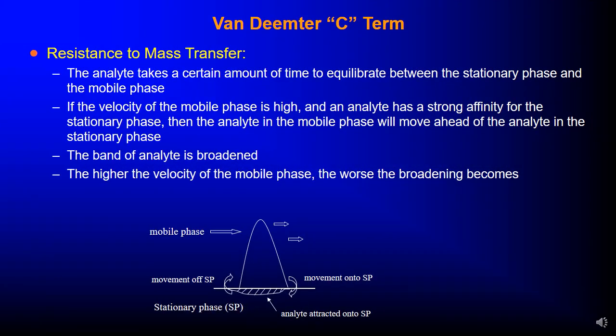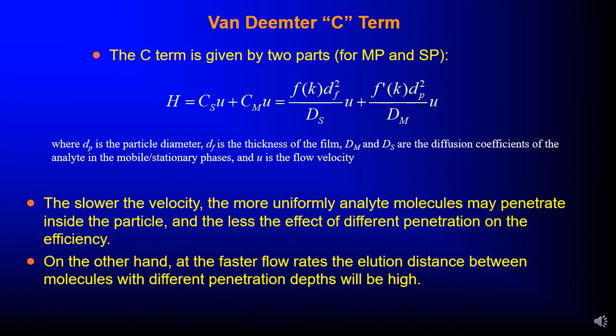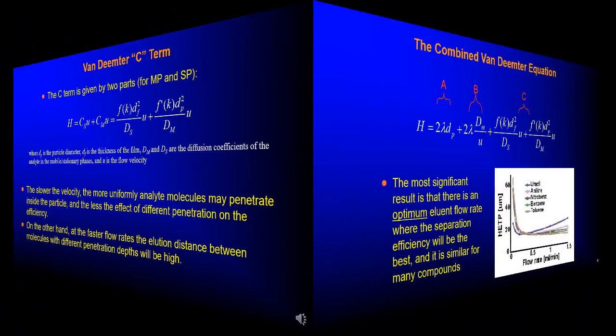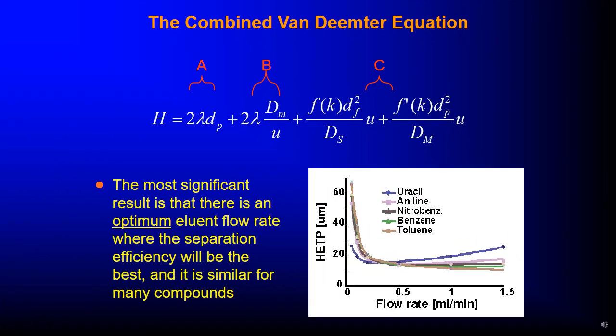Then we have lastly the van Deemter C term, resistance to mass transfer, which is the analyte diffusion. The analyte takes a certain amount of time to equilibrate between the stationary phase and the mobile phase. If the velocity of the mobile phase is high, and the analyte has a stronger affinity for the stationary phase, the analyte in the mobile phase inside the particle moves further. When you bring all those three terms together in the van Deemter equation, the effect is greater at faster flow rates.